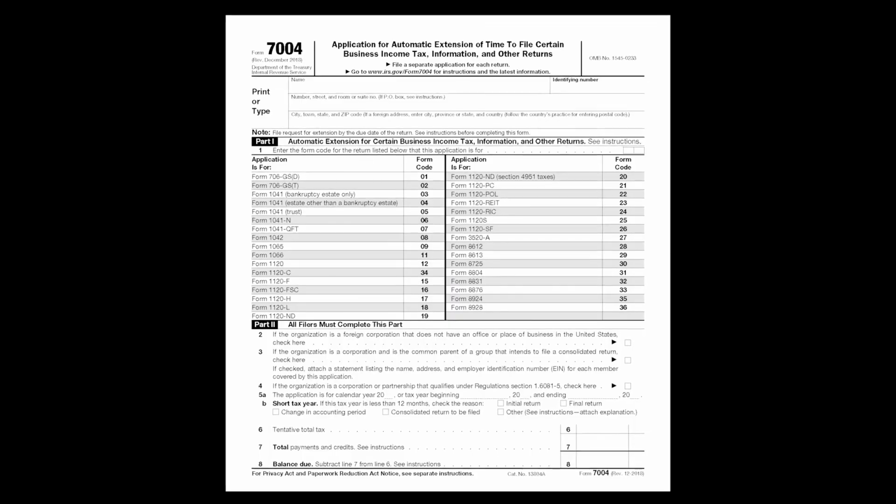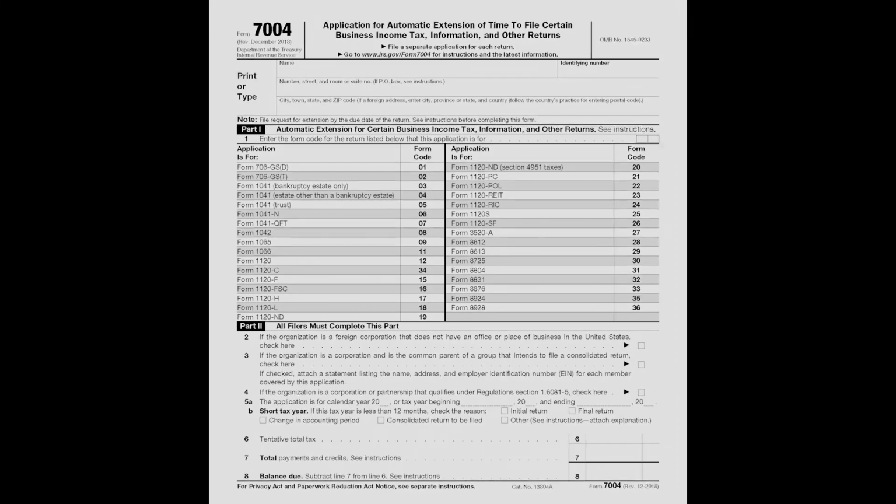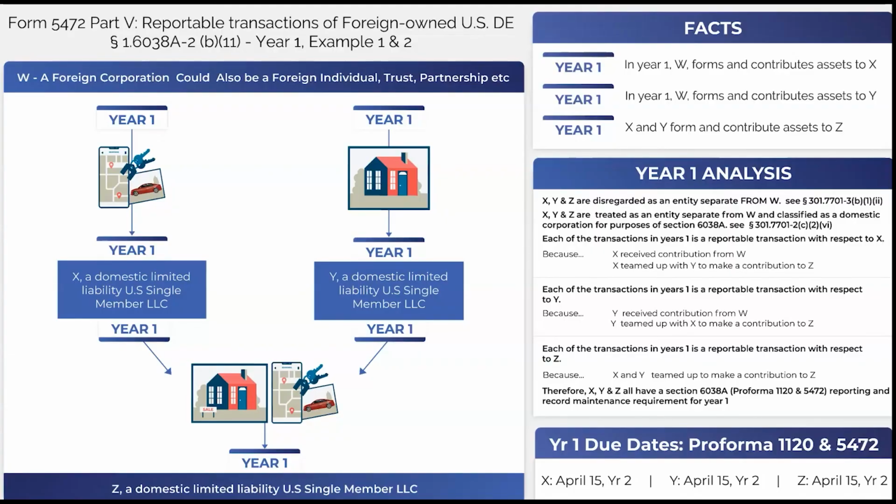You use form 7004 to file an extension that gives you 6 more months. So instead of filing the forms on April 15, you buy yourself more time, which means that if the extension is valid, you file your actual pro forma 1120 and 5472 on October 15 of year 2. So in this case, the transaction actually took place in year 1, but you have to wait till the end of the year, and then you can start the information return in January, February, or March of year 2, all the way to April 15 if you do not want to extend. However, if you want to extend, the extension deadline is April 15. If you wait until after April 15 to extend, your extension is invalid and it's not going to work.